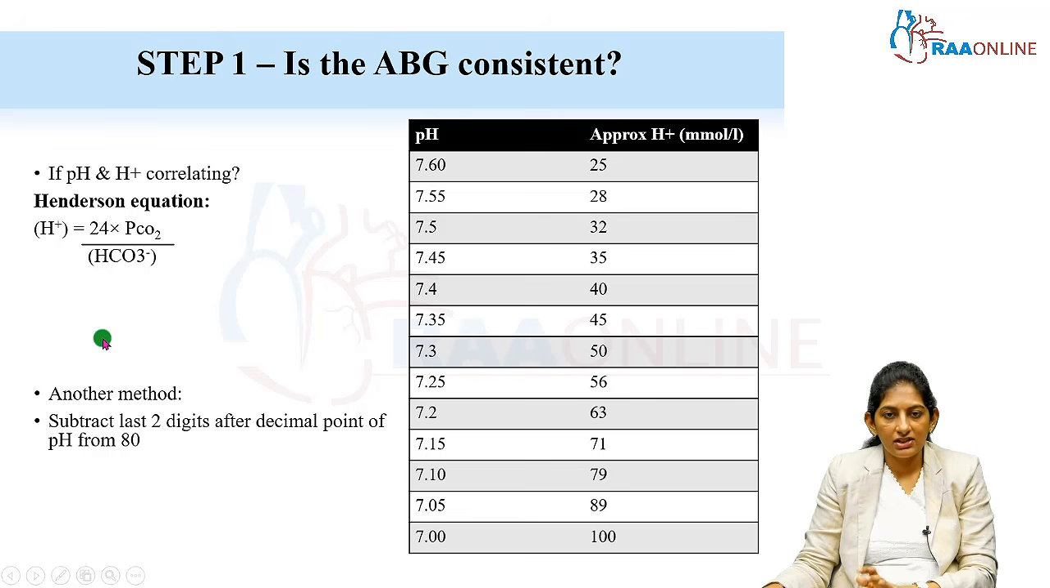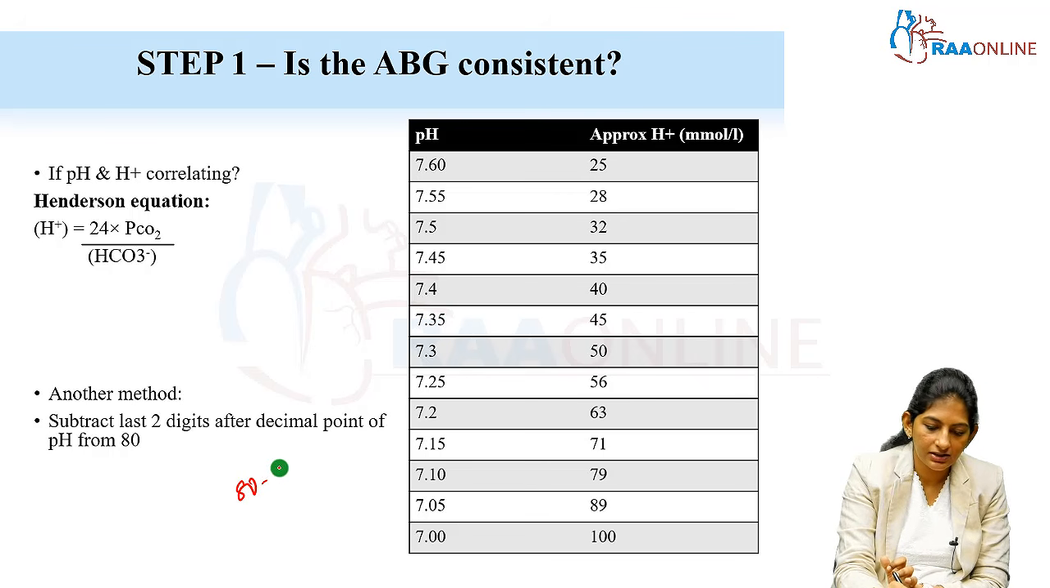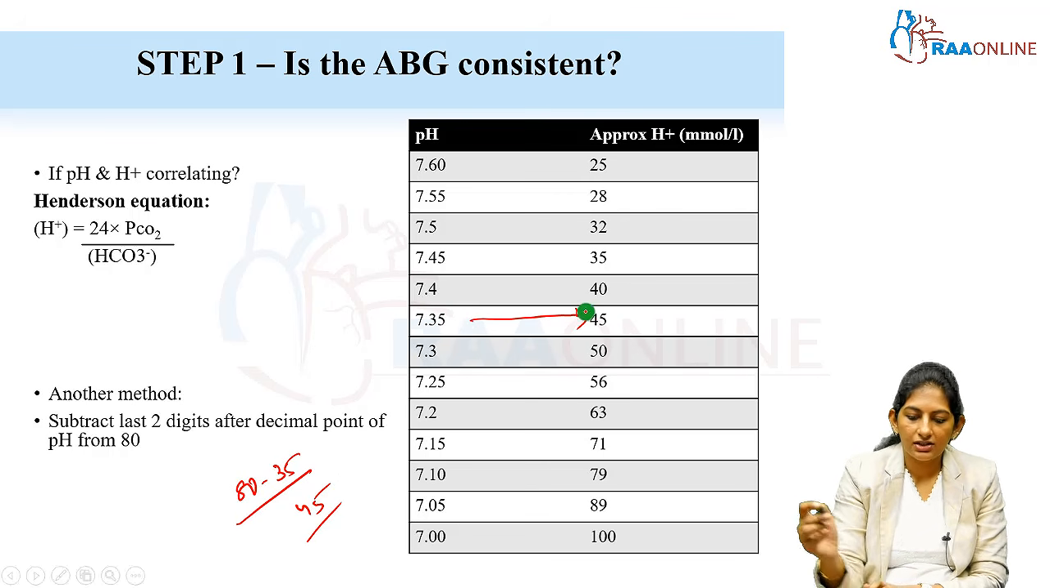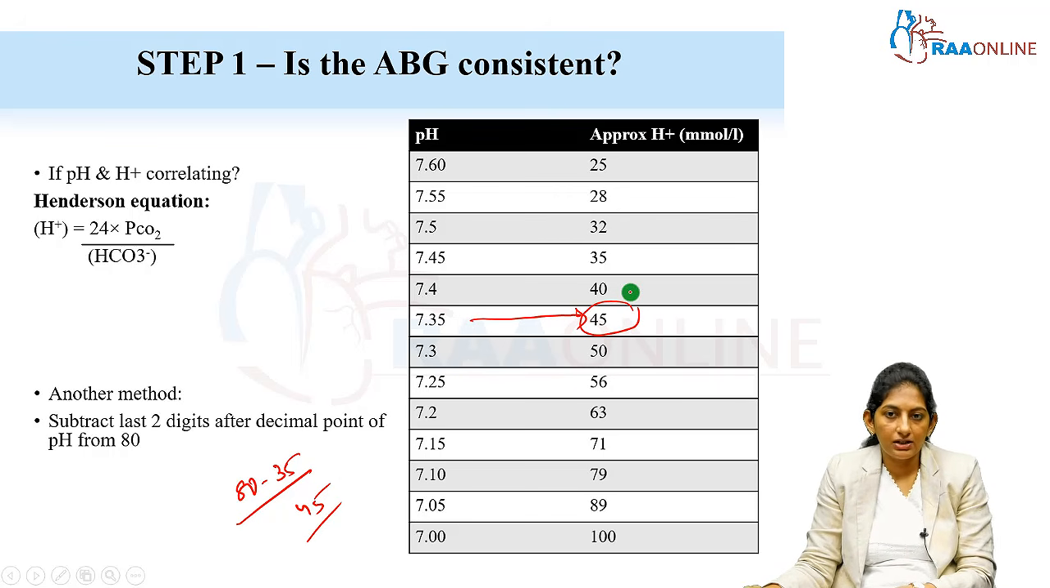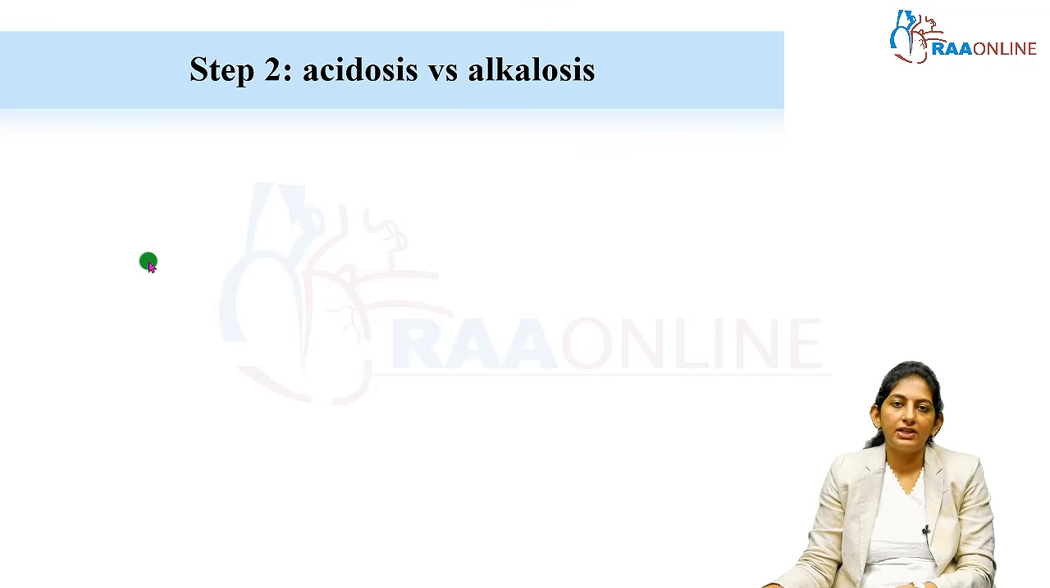Another method is a crude method where you subtract the last 2 digits after the decimal point of the pH from 80. So, if 7.35 is the patient's pH, 80 minus 35, so 45 is the value. You check the approximate H+ in the report. If it is normal, then again the ABG is consistent. So, this is how you check the consistency of the ABG.